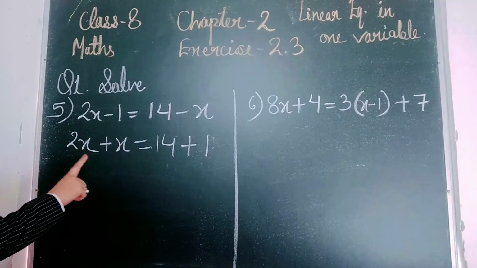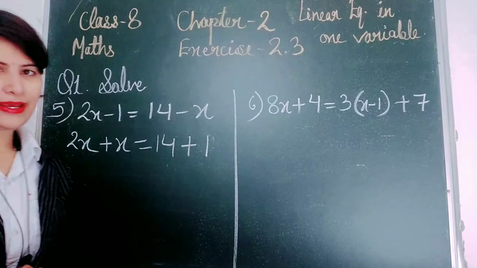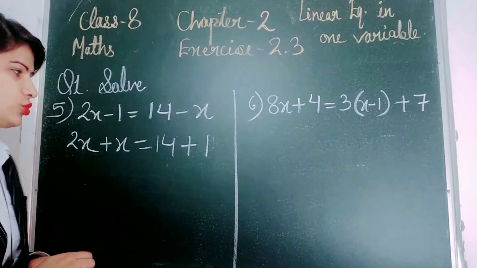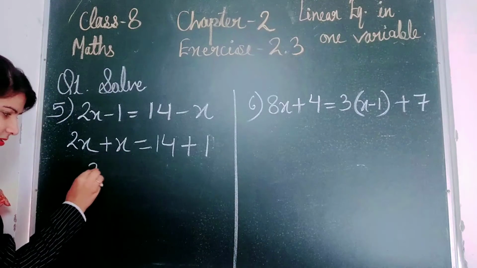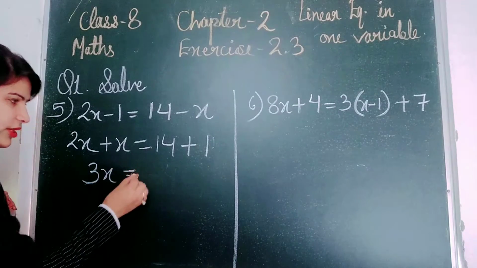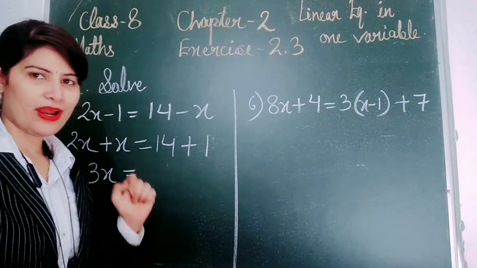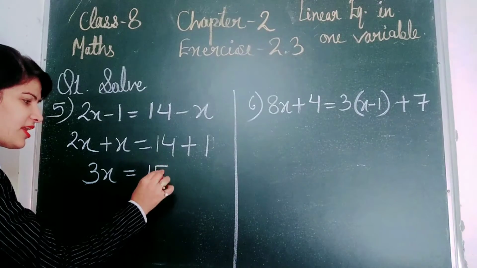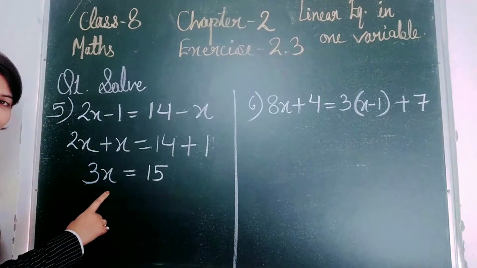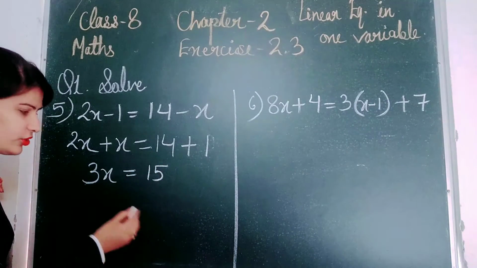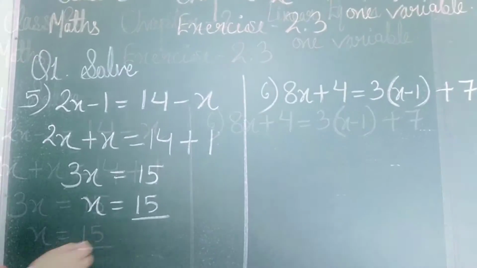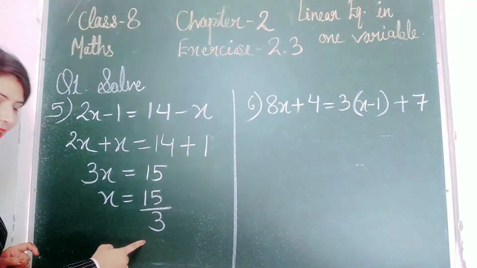Now what? 2x plus 1x. How many x here? 2x plus 1x is 3x equal to 14 plus 1 is 15. Now 3 is in the form of multiplication, so change it into division. x is equal to 15 upon 3.